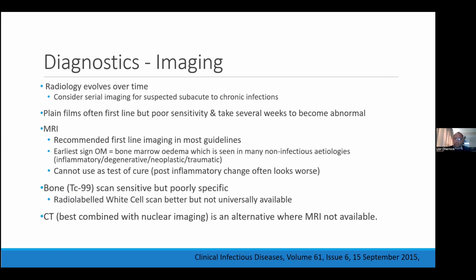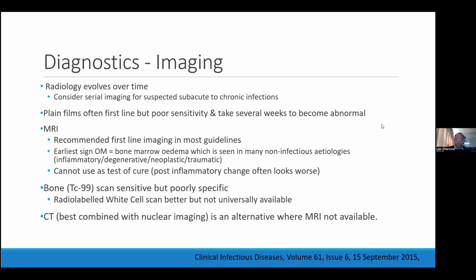Now, the important thing is that radiology evolves over time, so you need to consider serial imaging for suspected subacute and chronic infections. And plain films, while they're often the first line, have a poor sensitivity because it takes 3 or more weeks for bone to really remodel in a way that can be visible on a plain film radiograph. So MRI is the first line recommended imaging by most guidelines. It's the easiest way to detect early osteomyelitis, and the earliest sign is often bone marrow edema, although there are a number of non-infectious etiologies which can cause bone marrow edema. Problem is you can't use it as a test of cure because the post-inflammatory change often looks worse and doesn't necessarily get that much better in the long term.